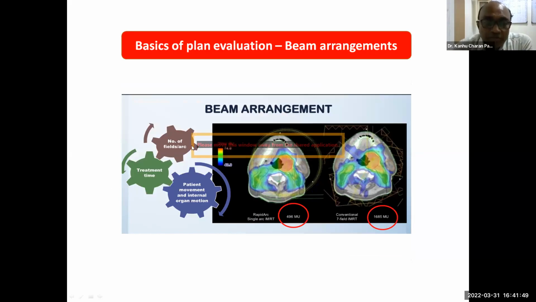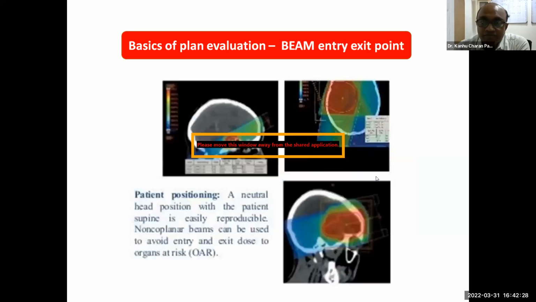If you show the beam arrangements, you have to see the number of fields, number of arcs, patient movement, internal organ motion, everything during your plan evaluation. What is the treatment time, and what is the patient movement and internal organ motion. So these things you have to see. If you see, this is the rapid arc single arc plan with 496 MU, you can see good coverage here. Left side, right side, there are not very low dose spillages because it is an arc plan, and monitoring units are very high in the other. So definitely rapid arc looks better than this conventional IMRT plan.